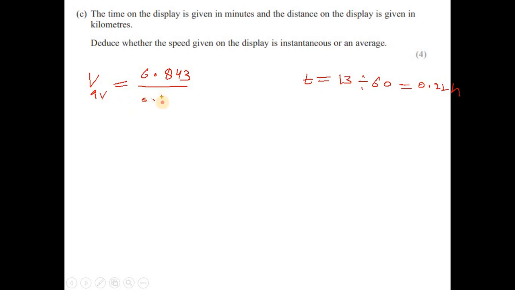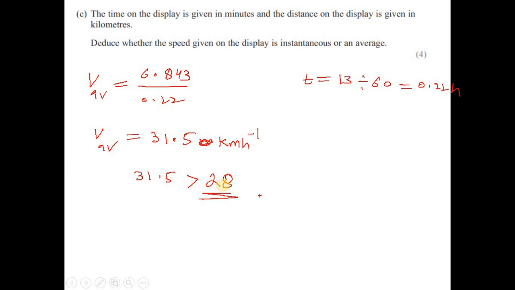So 0.22, and if you work this out, the average velocity or average speed will be equal to 31.5 kilometers per hour. And clearly the calculated average speed, 31.5, is greater than the 28 kilometers per hour shown on the display. That means the display speed is instantaneous.